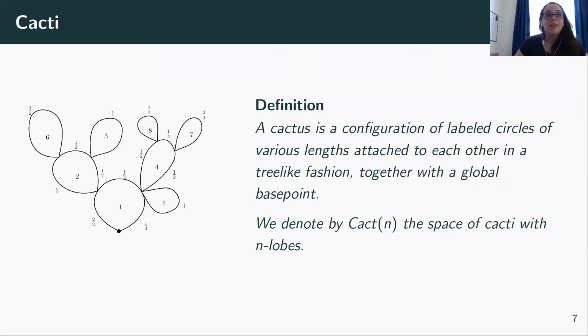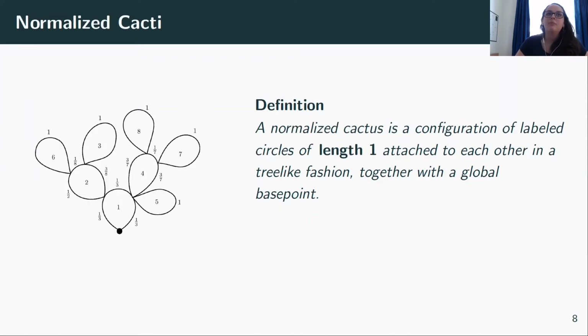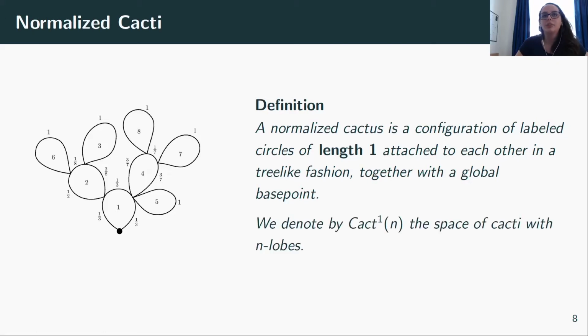The space of all cacti with n lobes, I will denote Cact_n. Now, what does it mean for a cactus to be normalized? It means that the lengths of the lobes I now require to be 1. So I still need to have a global base point, and I have to keep track of the lengths between the intersection points, but the total length of a lobe is 1. And I will denote the space of normalized cacti by Cact^1.